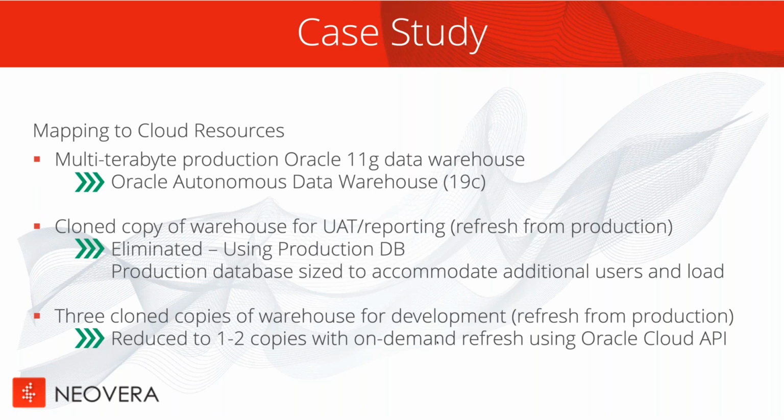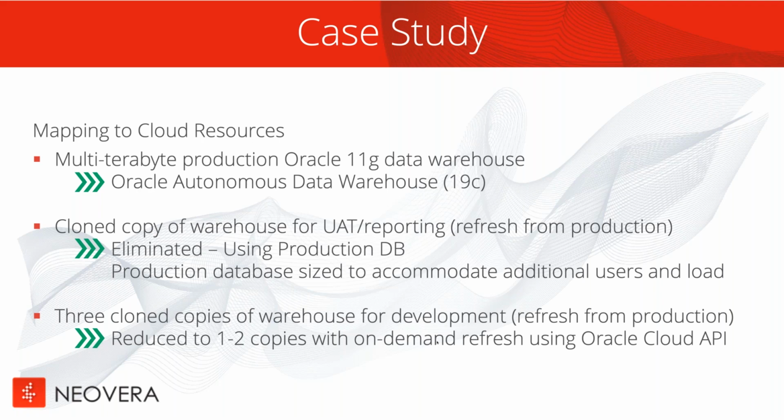So as part of the phases that I mentioned earlier, we started doing the mapping part of it. We have all our assets now. Now we start doing the mapping. So now the multi-terabyte data warehouse is going to Autonomous Data Warehouse 19C, their latest version at that time on Oracle's cloud. The clone copies of the UAT and reporting, this was interesting because they thought they were still going to need that. But once we got to the Autonomous Data Warehouse side, and as we were going through the POC, we noticed that we could put a load on the Autonomous Data Warehouse.